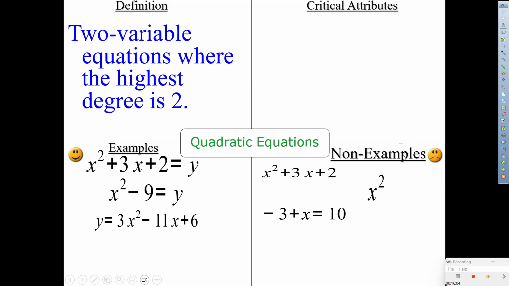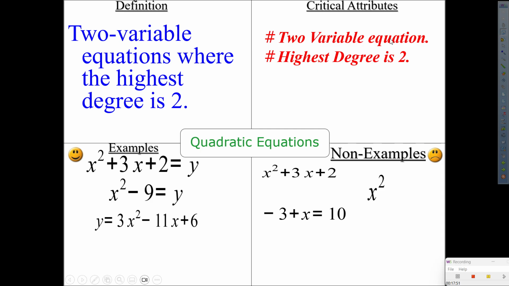All right, help her out. Jaime, why are these not quadratic equations? They don't have a y and they don't have a what, everyone? An equal sign. That is correct. These are not equations. So, write hashtag 2 variable equations, hashtag highest degree has to be 2. Is it coming back for some of you? Yes? All right, good. Like I said, I'm trying to clarify here before we get started and jump into the funner stuff.